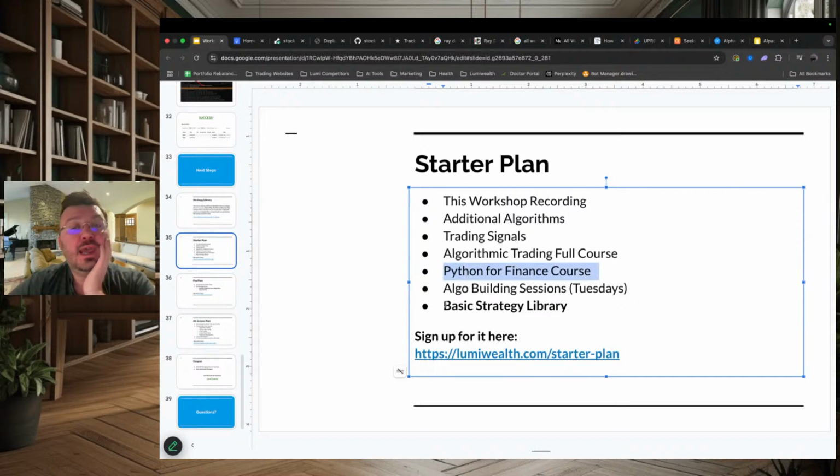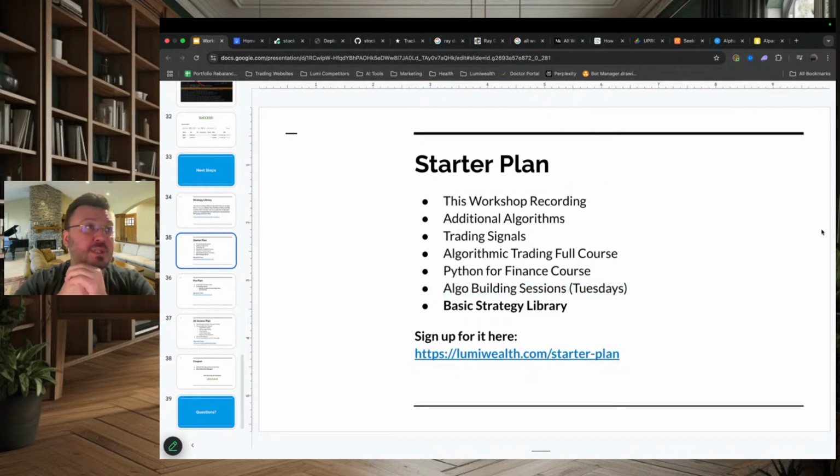And then you also get to be part of our live algo building sessions, which I've mentioned a few times. It's amazing stuff. This is one of the best benefits: you get to join us every Tuesday night when we're creating brand new algorithms. For example, yesterday we were working on this meme trading bot. The week before that, we were working on a futures trading bot. The week before that, we were working on an options trading bot.